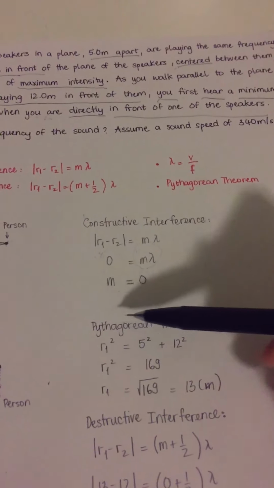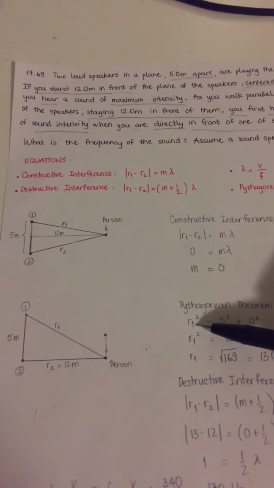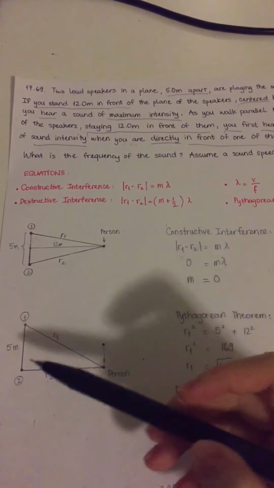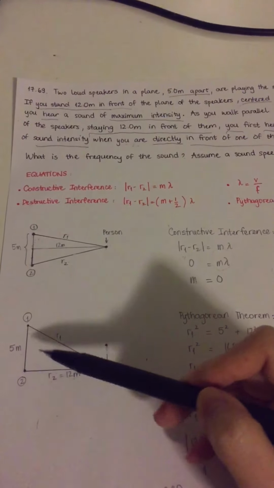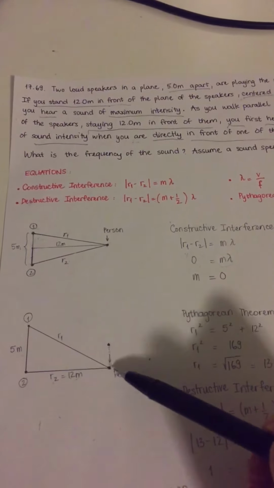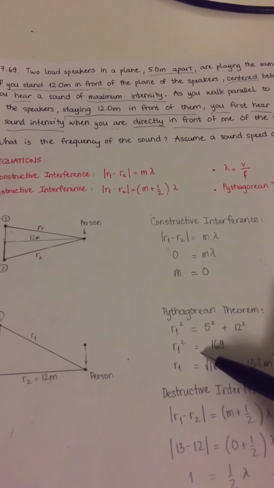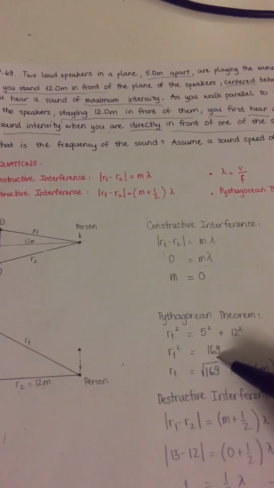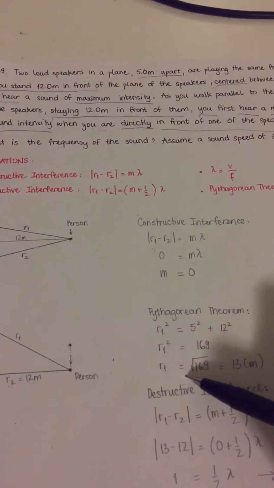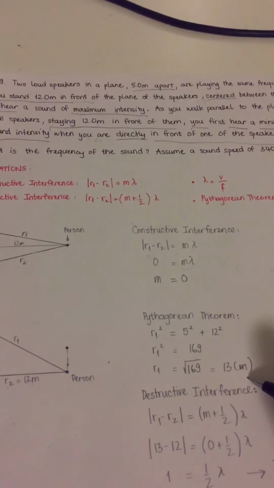Using the Pythagorean theorem, R1 squared will equal 5 squared plus 12 squared. 5 is this distance, and 12 meters is the distance between speaker 2 and us. So R1 squared will equal 169, which will give us an answer of R1 equals square root of 169 equals 13 meters.